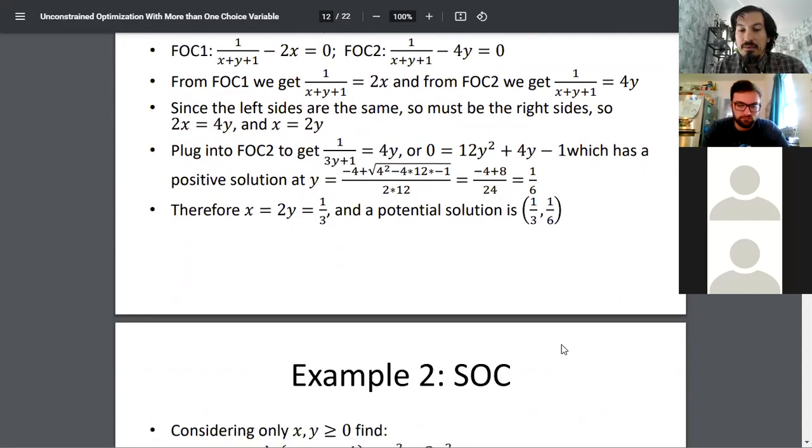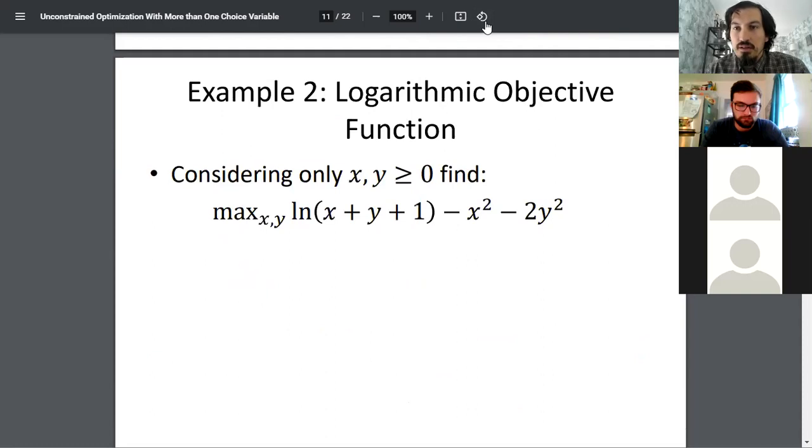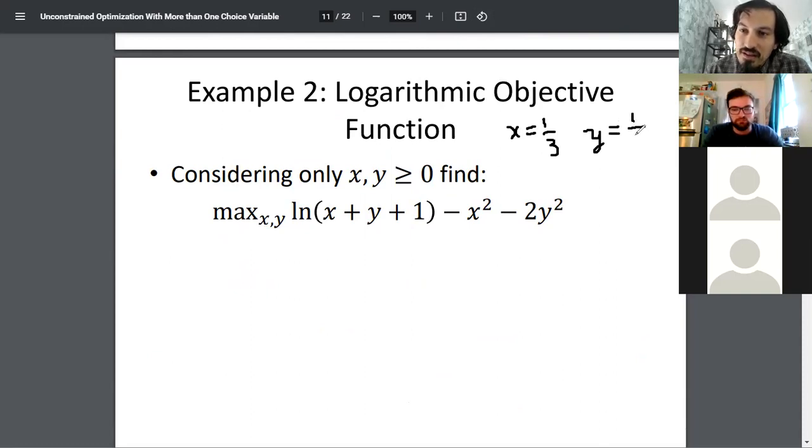Okay, now let's think about the second order conditions. Before we do that, let's look at it right from this page. I'm going to annotate again. We have x equals 1/3 and y equals 1/6. Now we want to evaluate the second order conditions at this point, x equals 1/3, y equals 1/6. Okay?